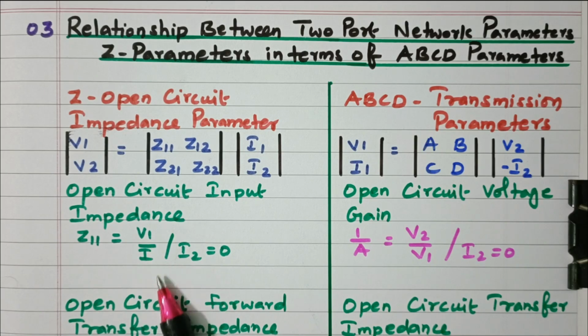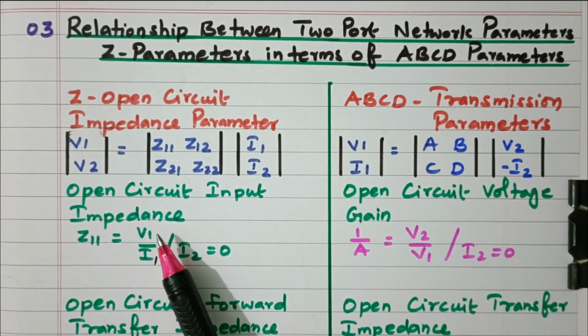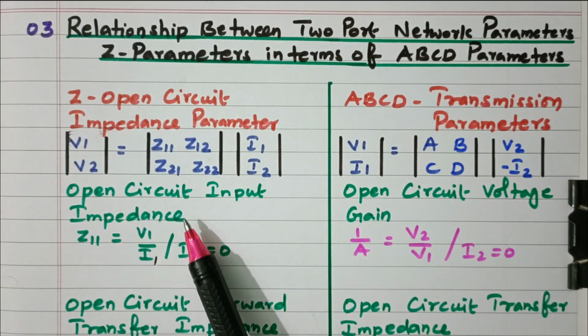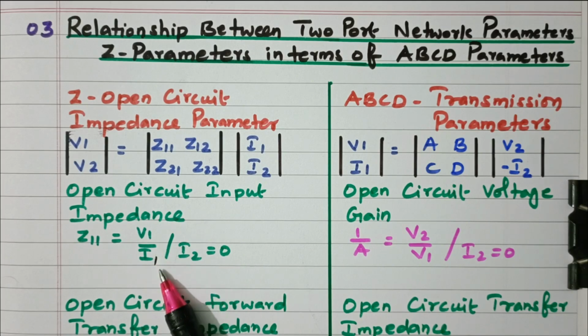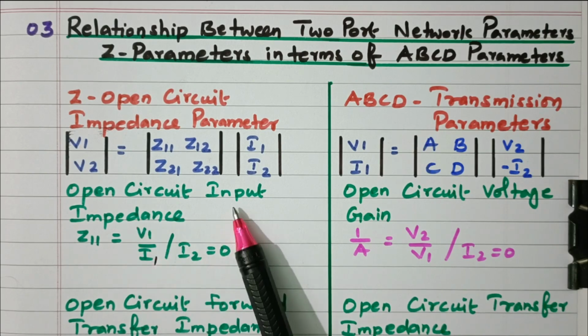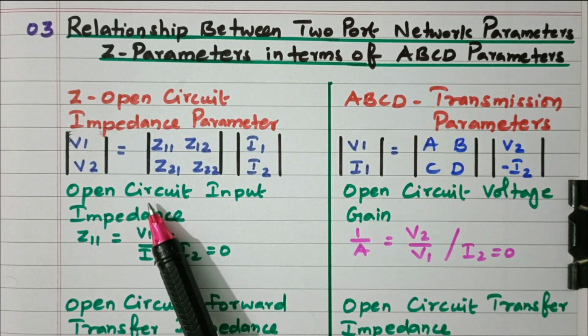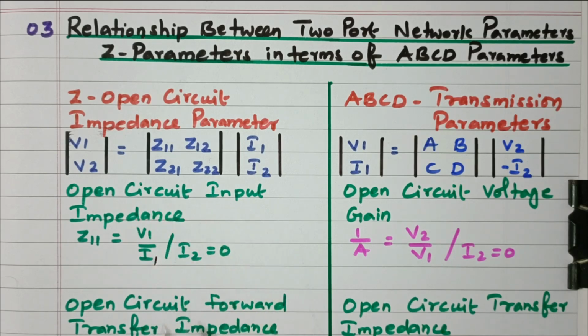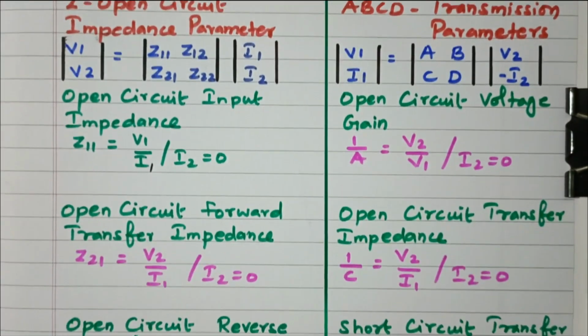Z11 is nothing but V1 by I1. V divided by I is called impedance. Both are 1, so it is the input side. So it is the input impedance, open circuited, with I2 equal to 0. I2 equal to 0 means the output port is open circuited. So V by I is impedance, 1 refers to the input port, and it is the open circuit input impedance. Now we'll see the remaining parameters.